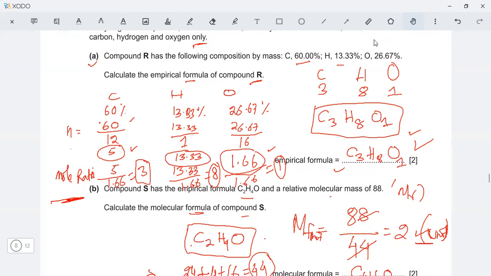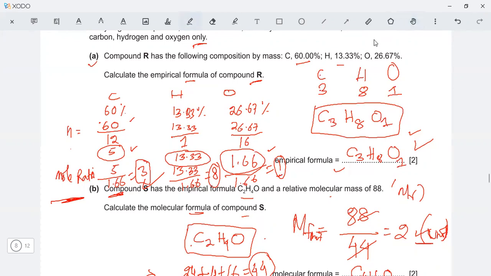So the mole number is 5 divided by 1.66, so you get 3, the mole ratio for carbon. And here 13.33 divided by 1.66 is 8. Then the mole number of oxygen is 1.66 divided by the same 1.66, so you'll get 1. So the mole ratio we got is 3, 8, 1 for carbon, hydrogen, and oxygen.